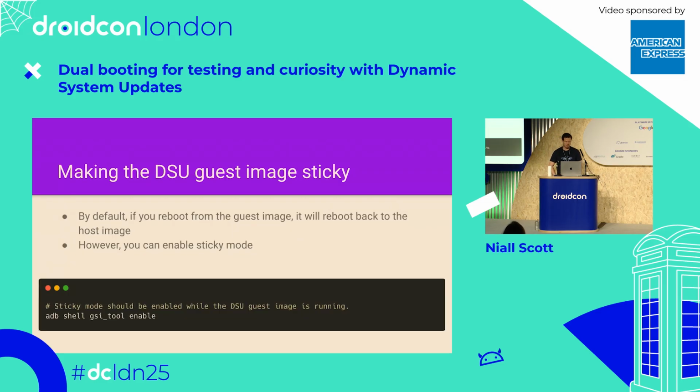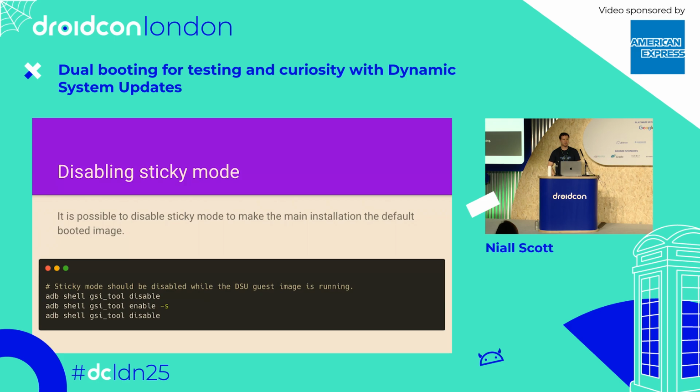So to make the image sticky: by default DSU image installations are not sticky, so if you reboot you'll end up back in your primary installation again. The data is preserved, however you can enable sticky mode so that you automatically boot into the guest installation on boot. So execute the given adb command shown in the slide here while you're booted into the guest image, not from your primary installation. And likewise, just like making it sticky, you can also make it unsticky to go back to your primary installation again by executing the three commands that are shown on the slide here.